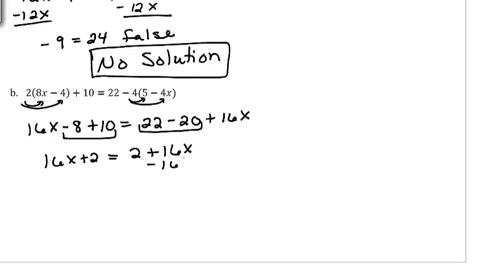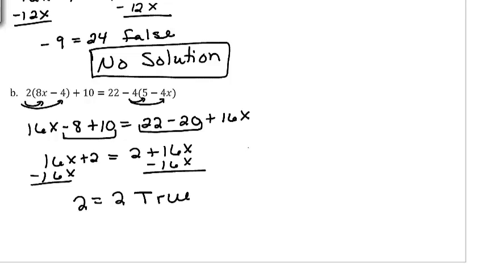And we're going to subtract 16x from both sides to gather up all of our x's on the left. And again, remember to do the x's first always. And 16x minus 16x is nothing, leaving us with 2. And over here we also have a 2. So this time we solved and we got a true statement. So 2 is equal to 2.